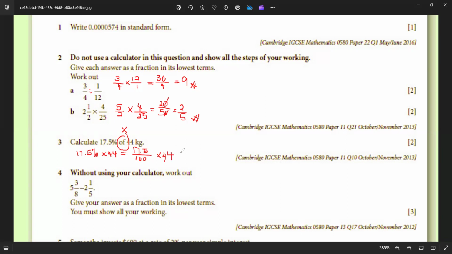Times 44. And then we'll get 770/100. Then cross out, and then we'll get 77 divided by 10, and that is 7.7 kg. Don't forget the unit.